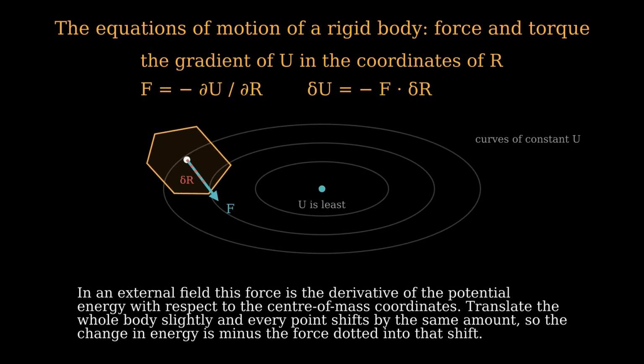In an external field, this force is the derivative of the potential energy with respect to the center of mass coordinates. Translate the whole body slightly, and every point shifts by the same amount. So the change in energy is minus the force dotted into that shift.